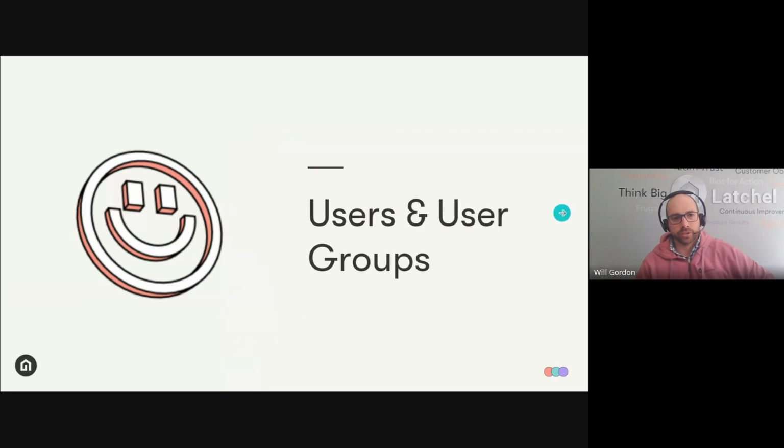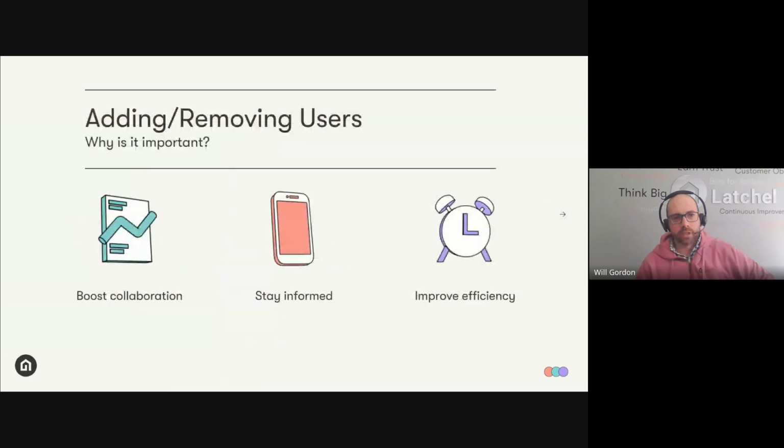So for users and user groups, you add and remove users so that you can improve the collaboration within your team, help your team members stay informed, and also improve efficiency, because if the Latchel team has to contact your team, say for an emergency, and one of your team members isn't added, there can be a lot of bouncing back and forth and it just makes things go a lot more slowly. It also allows you to share notes between members in your own team.